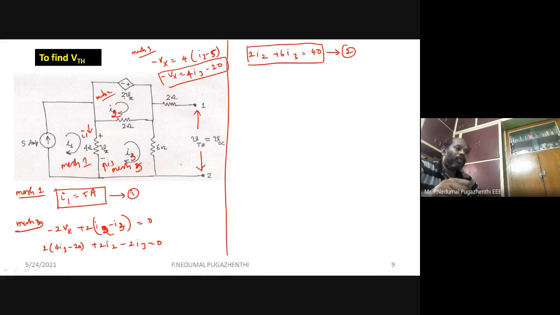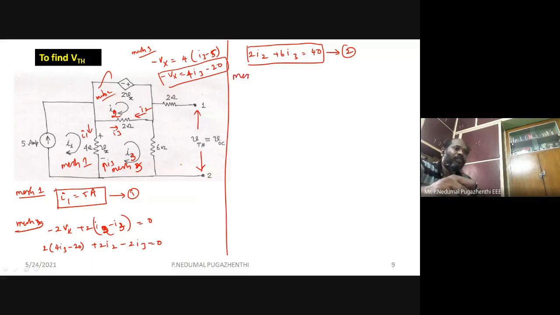Any doubts so far? Using this particular mesh, minus 2 Vx plus 2 into I2 minus I3 is equal to 0. But I know what is minus Vx. Minus Vx is equal to 4 into I3 minus 20. So substitute that and you verify what is happening here. 8I3 minus 2I3 will give me 6I3. 2I2 is there. 2 into minus 20 is minus 40. If it goes this side, you will get plus 40. So you have 2I2 plus 6I3 is equal to 40.